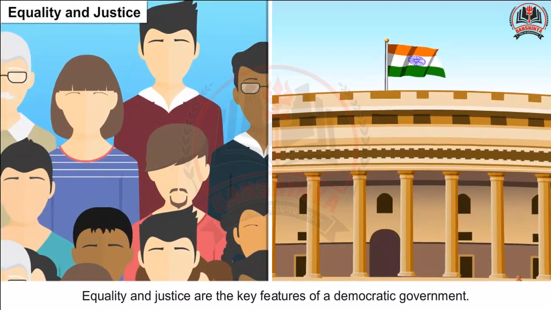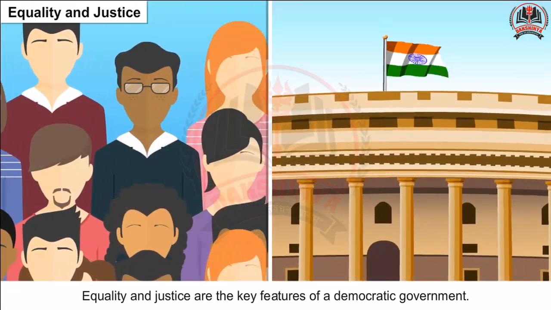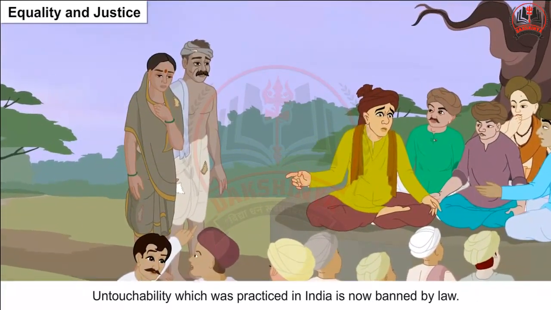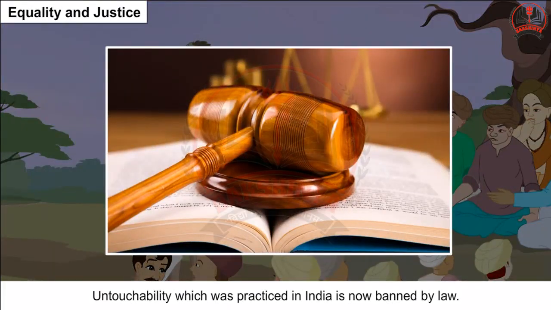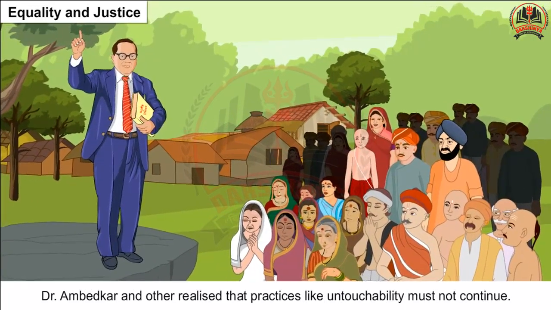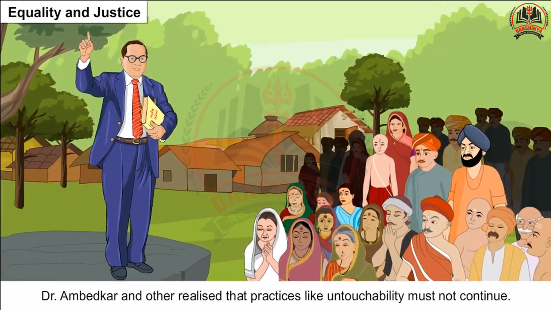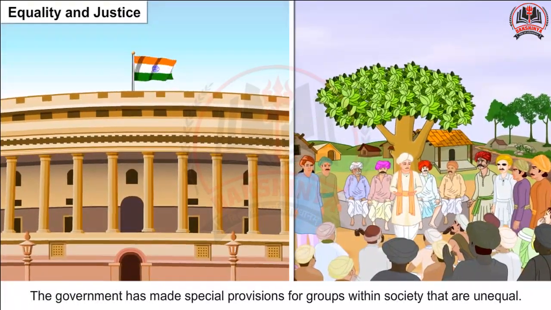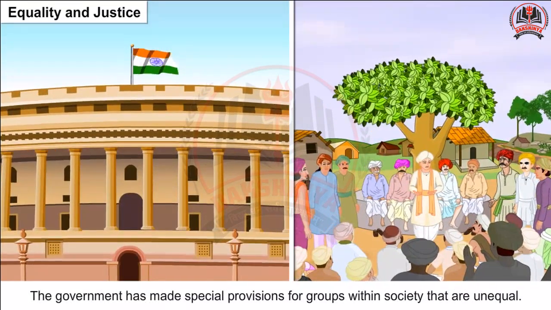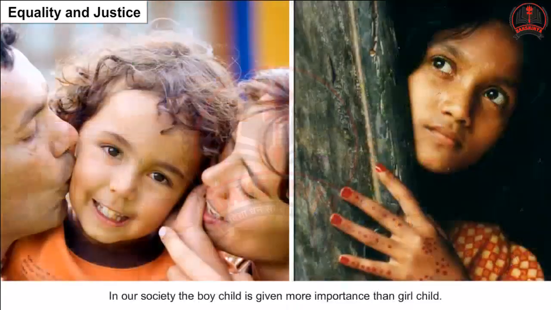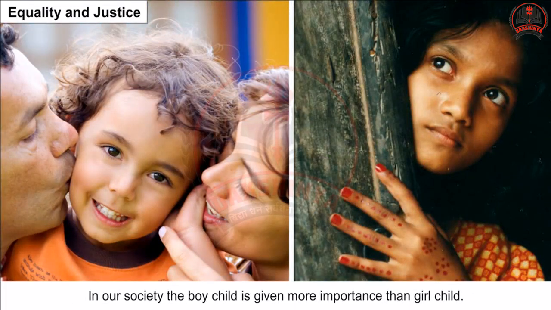Equality and justice. Equality and justice are the key features of a democratic government. Untouchability, which was practiced in India, is now banned by law. Dr. Ambedkar and others realized that practices like untouchability must not continue. The government has made special provisions for groups within society that are unequal. For example, in our society, the boy child is given more importance than the girl child.